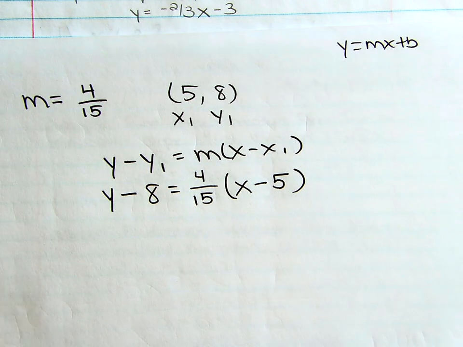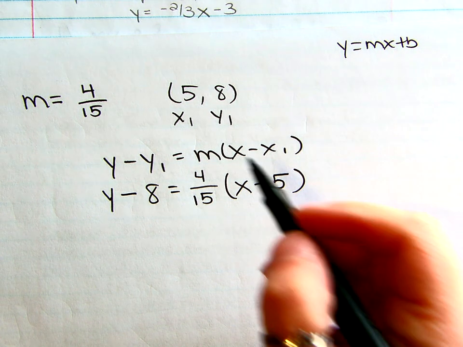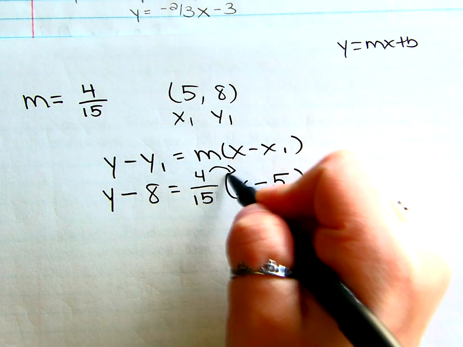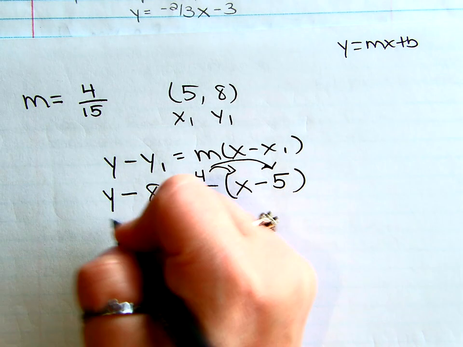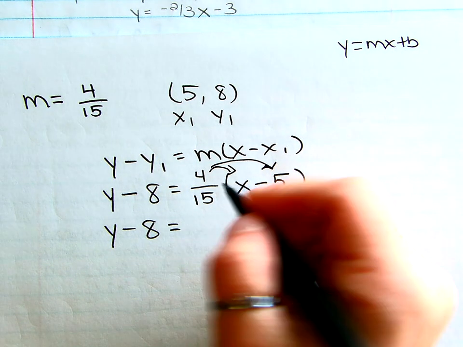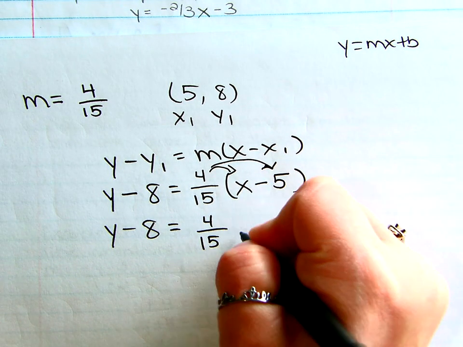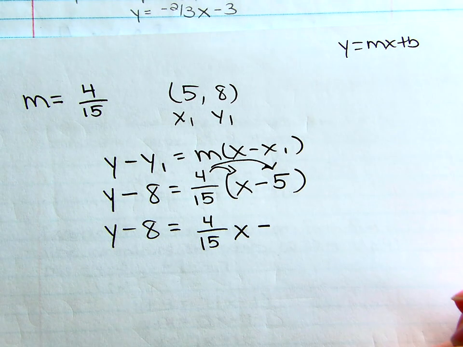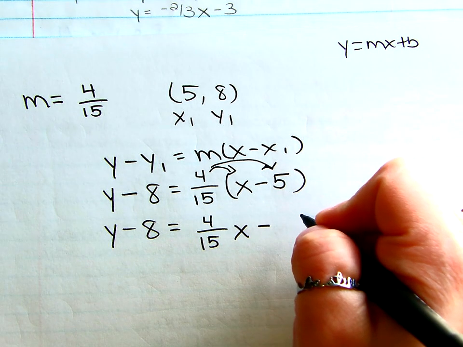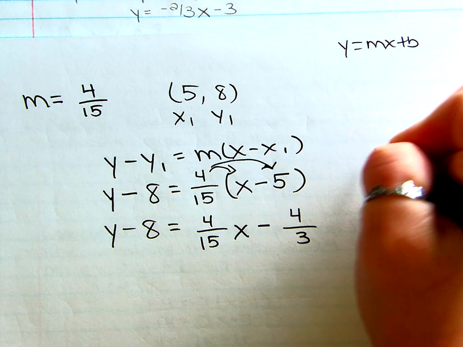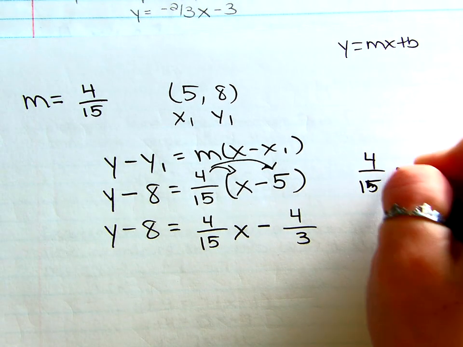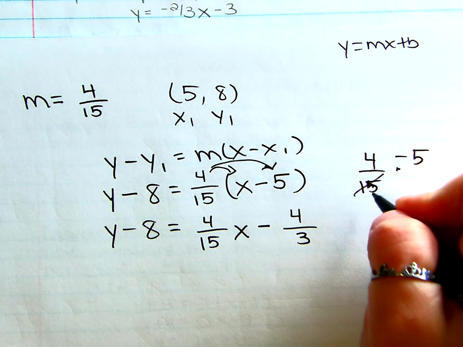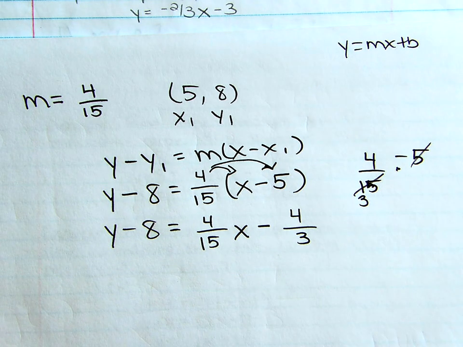Now, this does not look like y equals mx plus b, so we're going to have to do some algebra to get it there. What would we do first? Yeah, we have to distribute this 4/15 inside of our parentheses. So y minus 8 equals 4/15 x minus 4/3. We have 4/15 times a negative 5. Yep, 4/3.